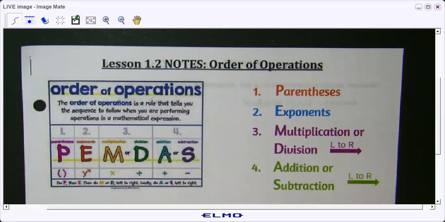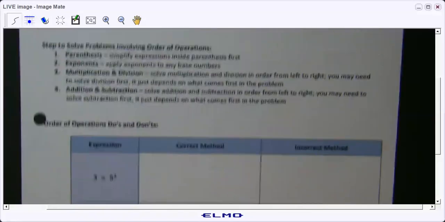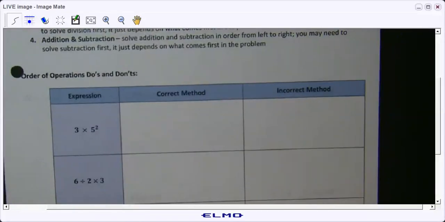Okay, so the first thing that we're going to do is look down here at the do's and don'ts of order of operations. Okay, my screen froze. Hold on. Okay, so let's look at this first problem.